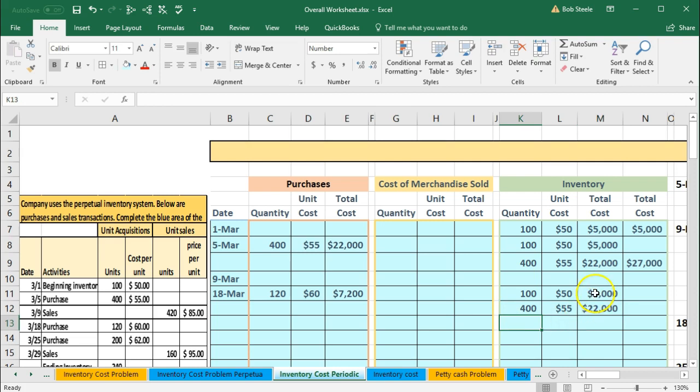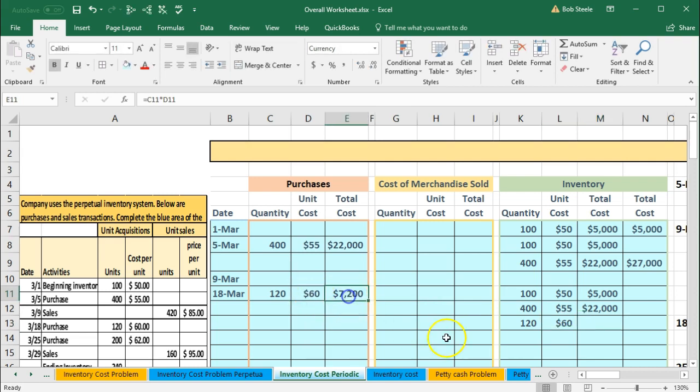So this is where we were at last time. If we sum those up, that's our 27. Now we're just going to pull this over to our ending inventory. Going to do that with a formula. In K13, we're going to say this equals, point to that 120 in C11, tab. Within L13, we're going to say equals and point to that 60 in D11, tab.